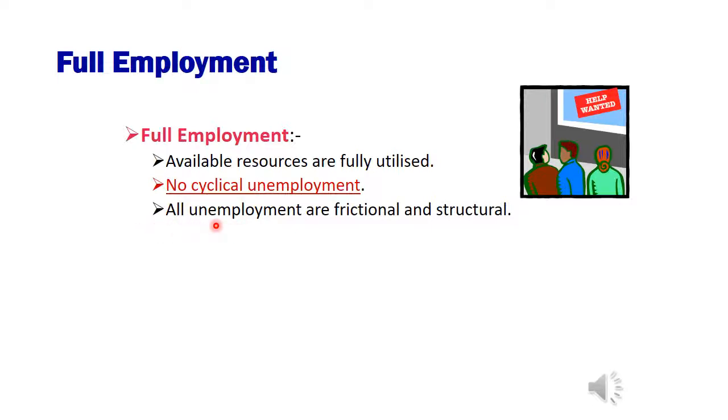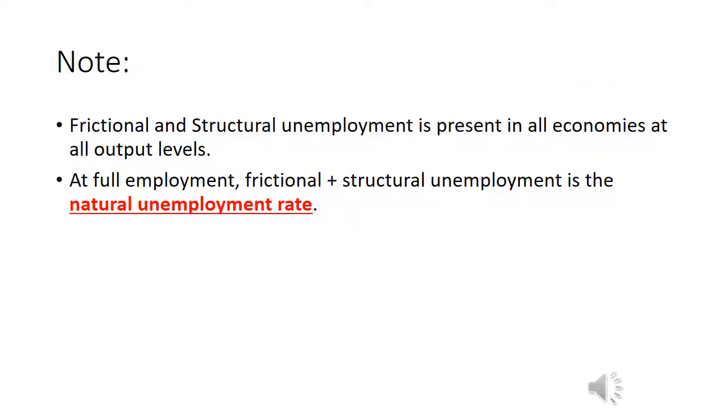But take note, frictional and structural unemployment, these two types are always present. There will always be people moving in between jobs, and people graduating and waiting for jobs to start. We also always have structural unemployment, whereby people are made redundant because of a mismatch of skills. These two are always present. As long as there's no cyclical unemployment, we call this full employment already.